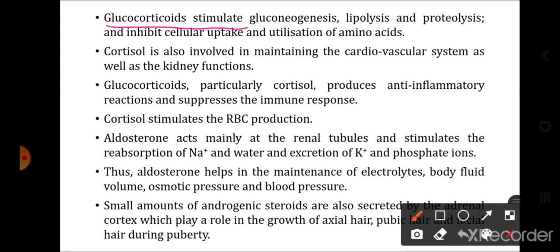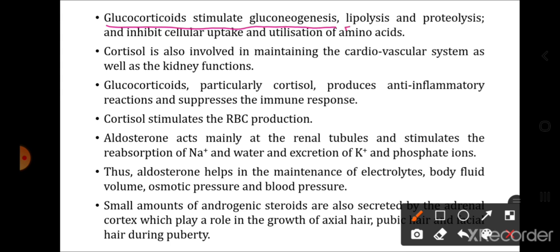The glucocorticoid stimulates gluconeogenesis. Genesis is formation. Neo is new. Gluco is glucose. Formation of glucose from non-carbohydrate sources, that is called gluconeogenesis. Glucose, neo, new. Genesis, formation. Formation of glucose from new sources, that is like proteins and fats.